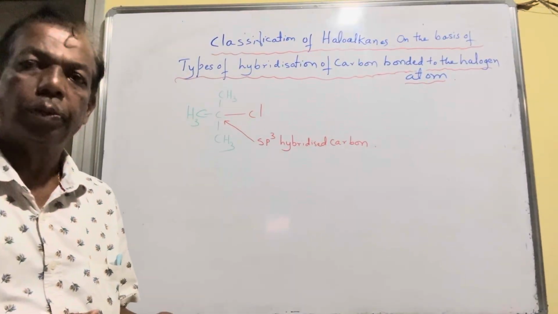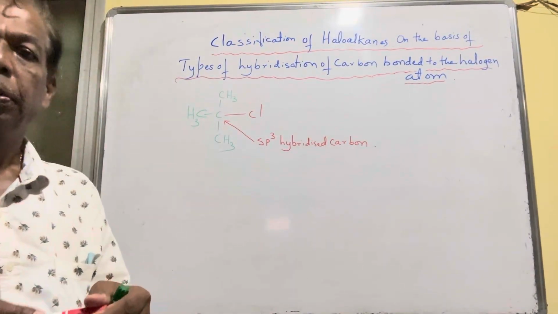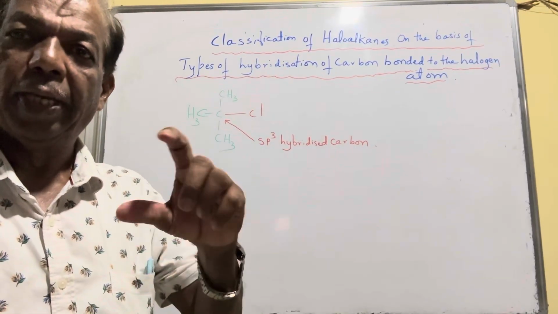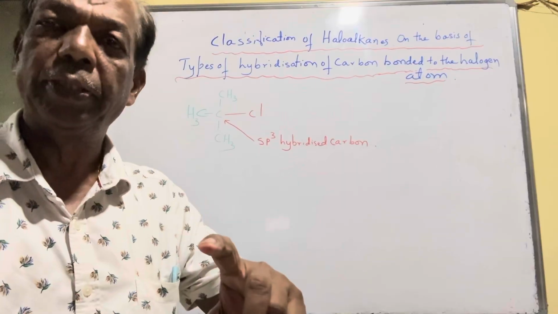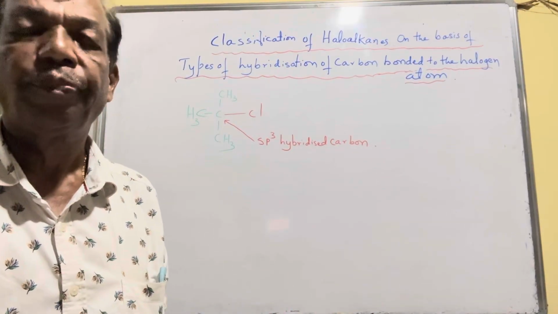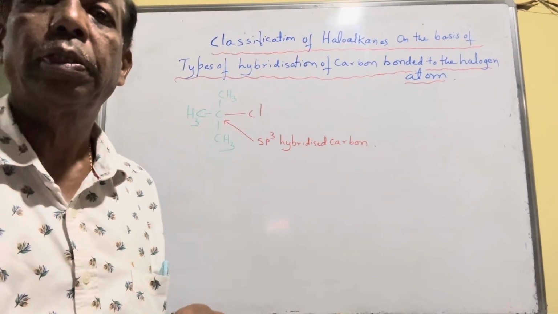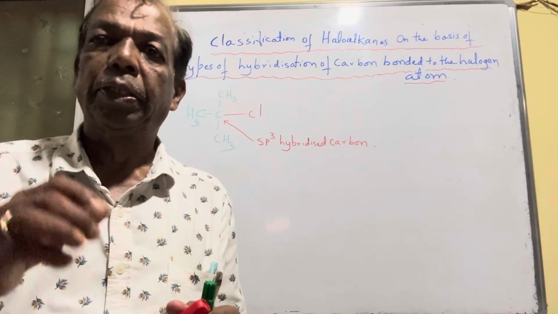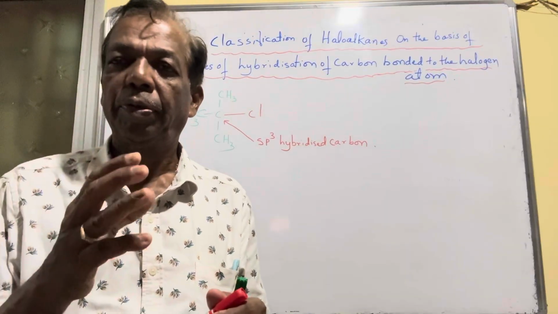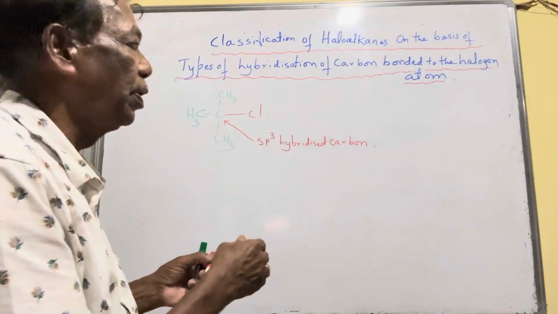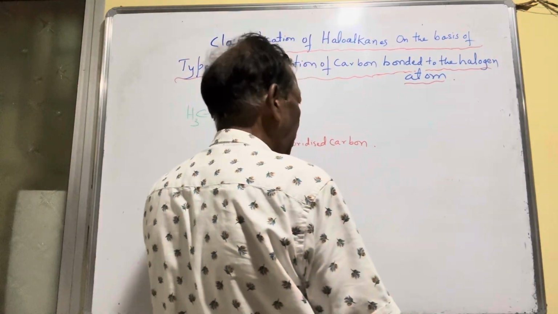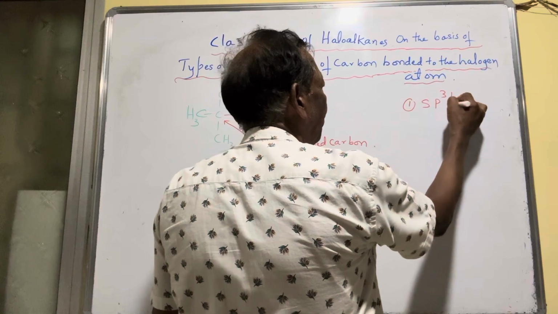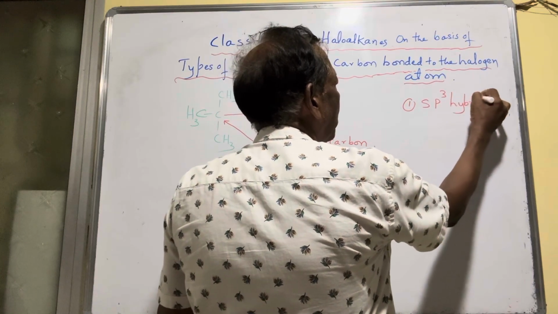Okay, students, today I am going to talk about the hybridization of carbon and the attachment of halogen to the carbon. You see, when the carbon is undergoing hybridization, the type of hybridization can be three types. At present, I am talking about, actually there are many types of hybridization. One is called sp3 hybridization.